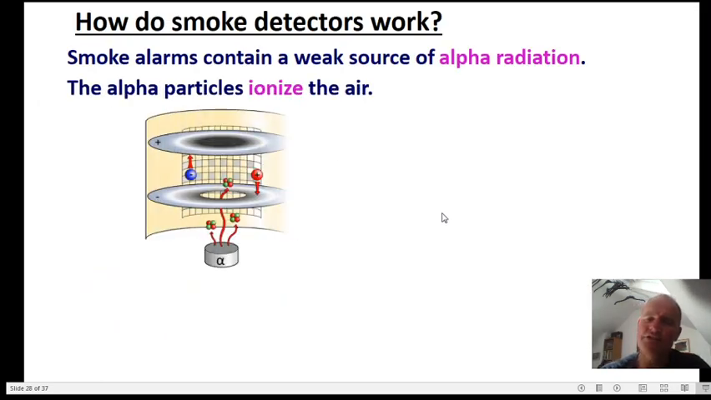Now, they contain a weak source of alpha radiation, and as we know, alpha particles are highly ionizing. So we have an alpha source here. There's our little alpha particles, 2 protons, 2 neutrons, a helium nucleus. They will ionize the air. They will break down the molecules and atoms in the air into ions. And the ions, being charged negative or positive, can therefore move.